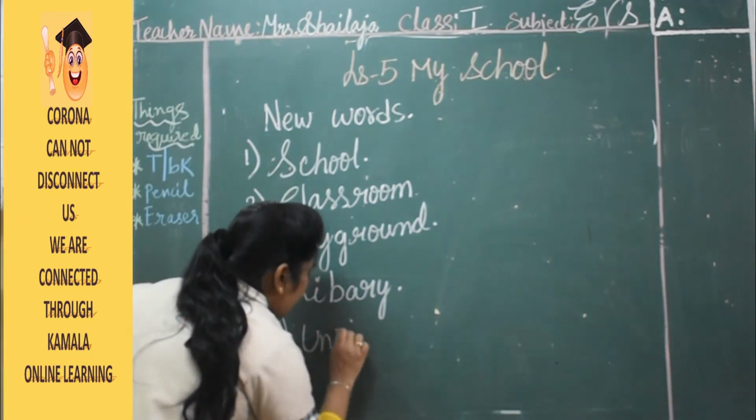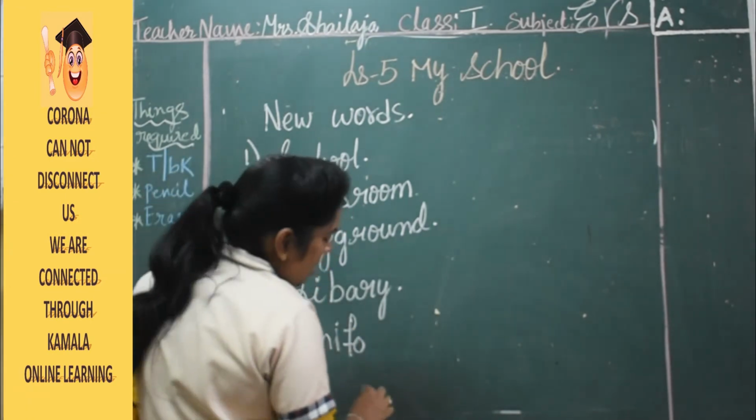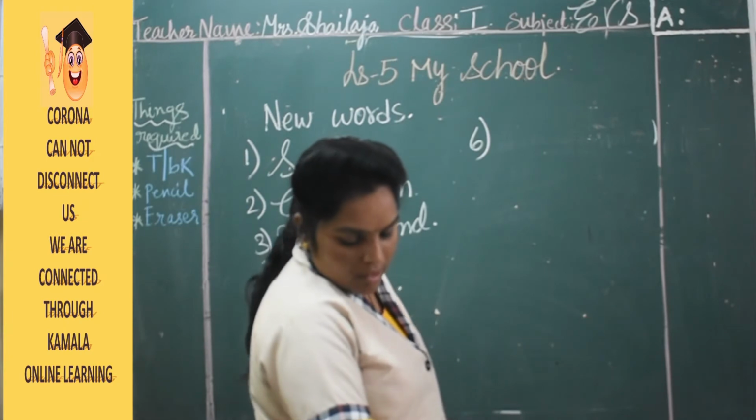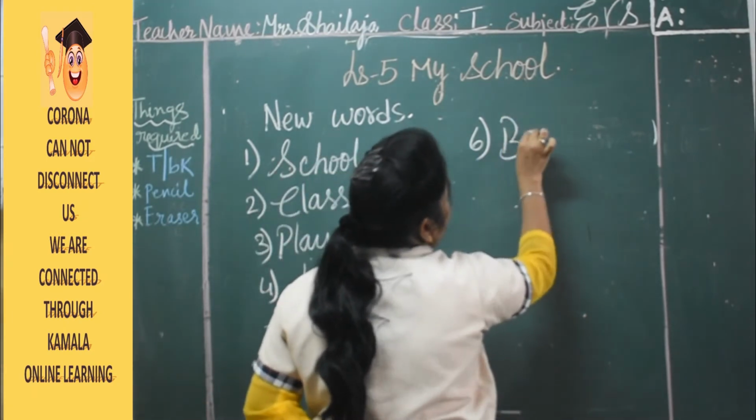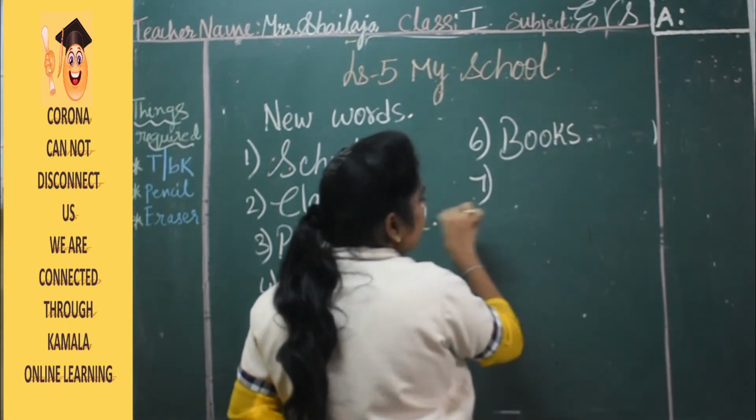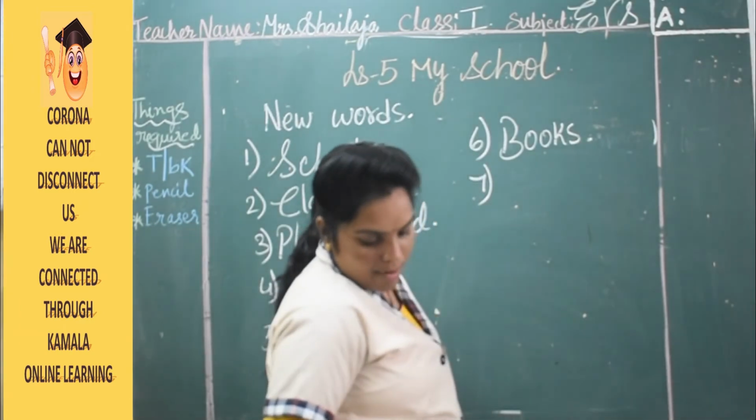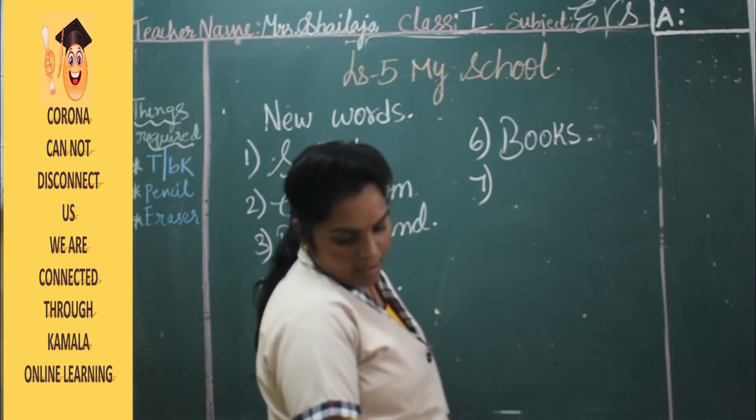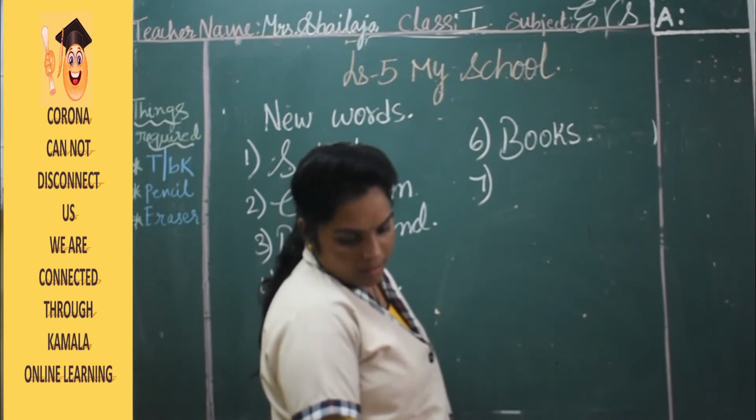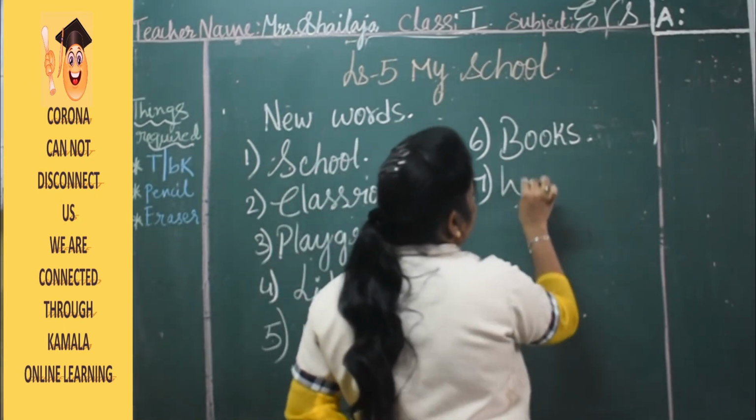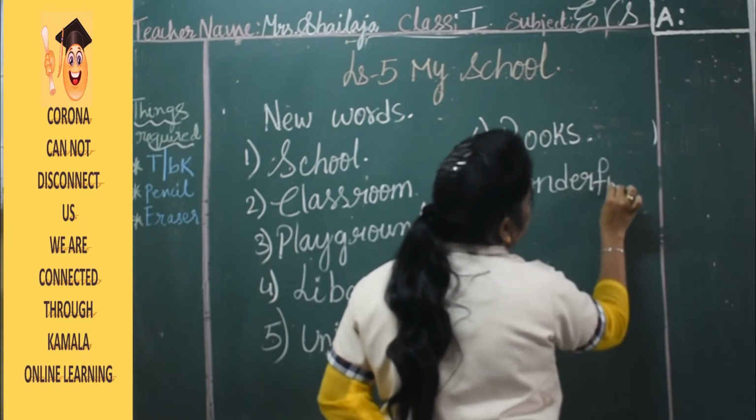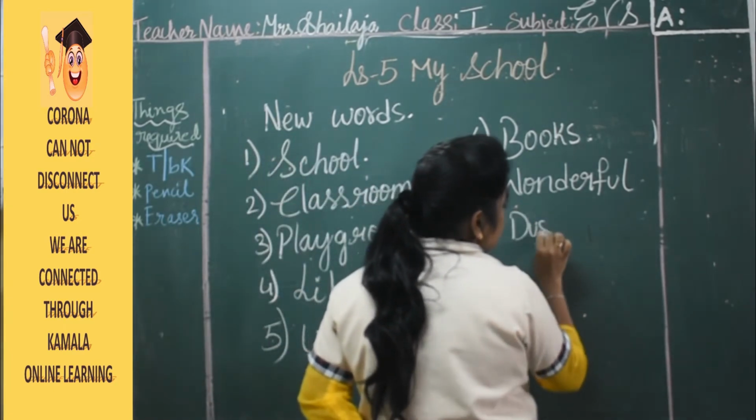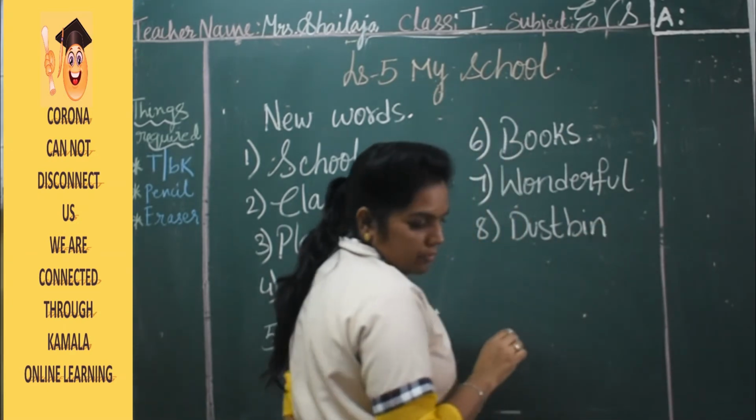Now fifth one, we can write uniform. U-N-I-F-O-R-M, uniform. Now sixth one, books. B-O-O-K-S, books. Seventh one, wonderful also we can write. So we will need only 7 new words. So we can read dustbin also. D-U-S-T, dust, B-I-N, bin, dustbin. So we will read 8 new words now.